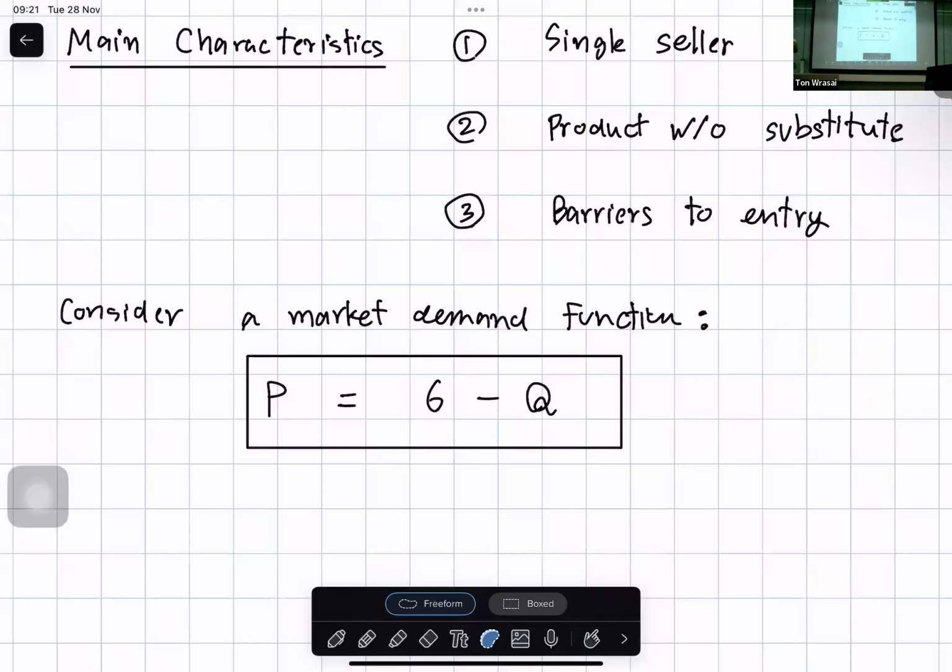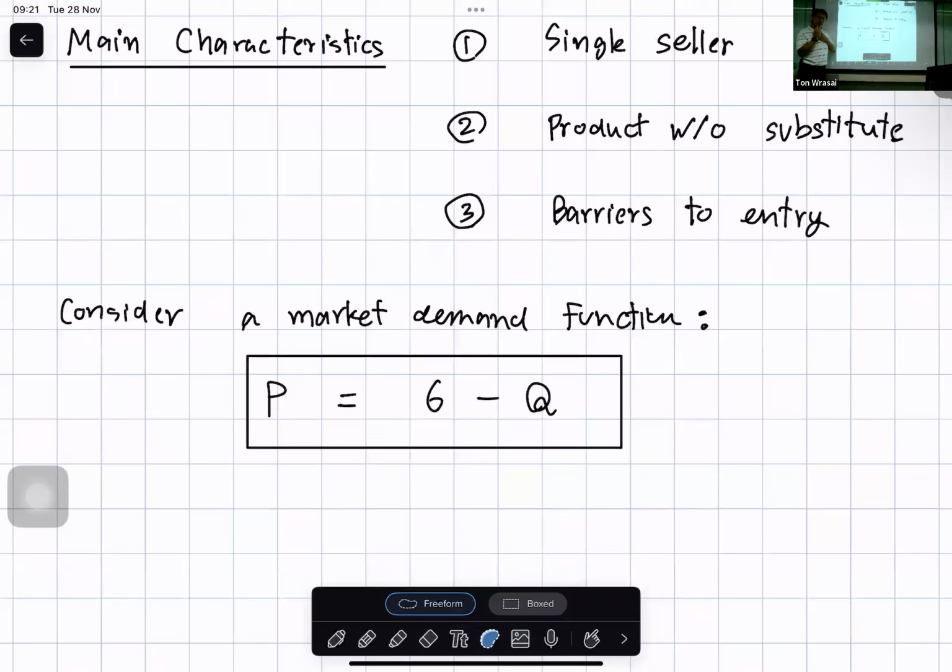So today we look at another market structure, so-called monopoly, ตลาดผูกขาด. There are three main characteristics for monopoly market. We have only one seller selling a product without substitutes. So this guy captures the whole demand.